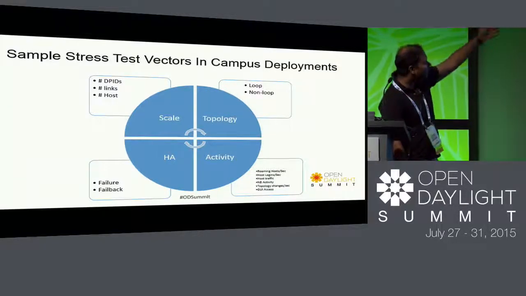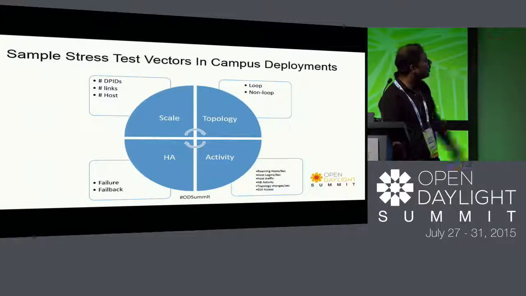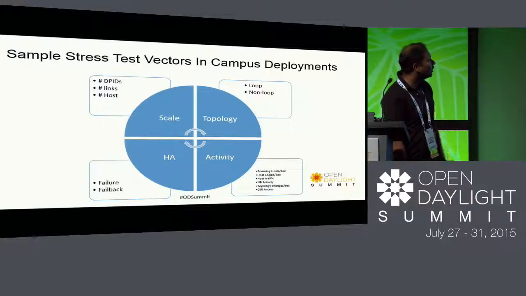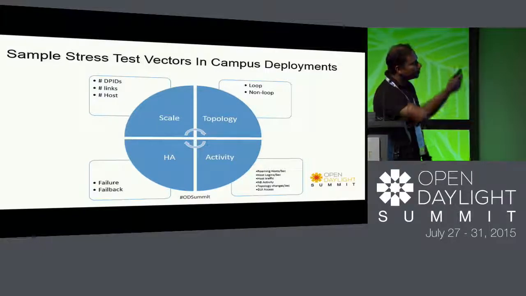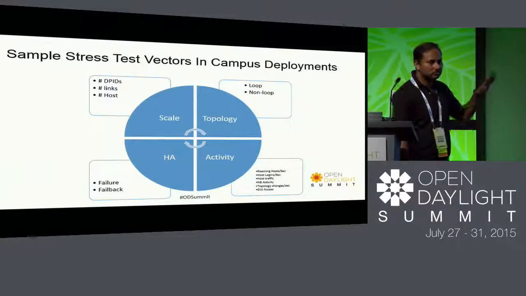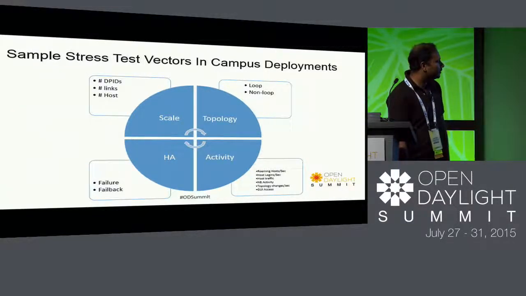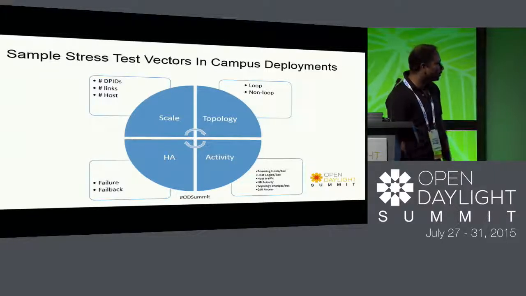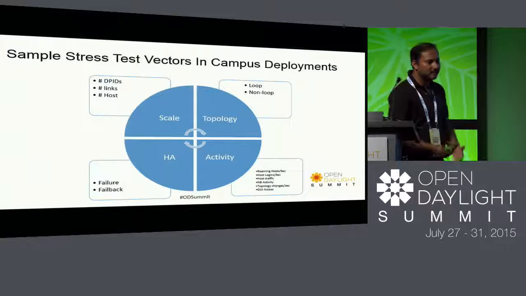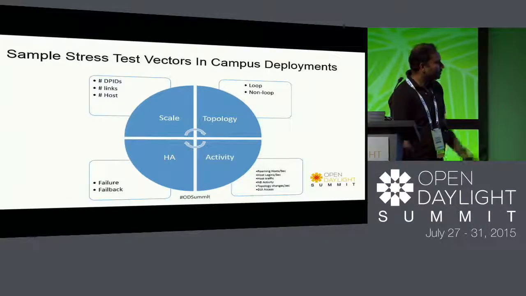I know I have to increase the switches. I know how to increase the links. I know how to increase the hosts. Then whether the topology should be looped or have no loops. Then HA scenarios you need to test. We need to do failure tests and then fail back, etc.